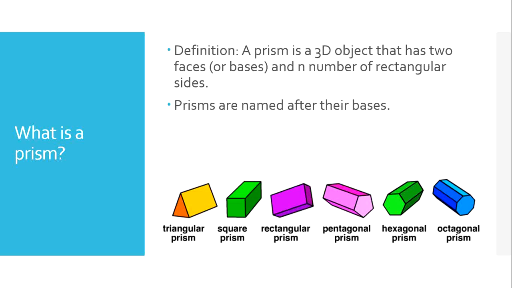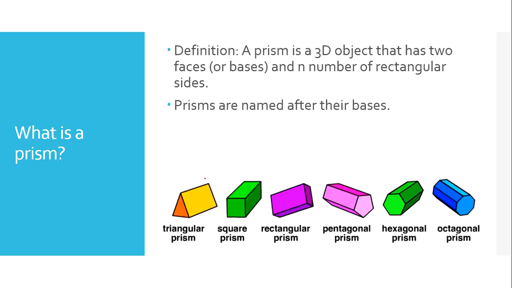So the first thing we have to talk about before we can talk about surface area is what is a prism. Hopefully all of you should have known this from previous math classes, but if you have not, that's why we're talking about it. The definition of a prism is that it's a 3D object that has two faces, or what is known as bases, and n number of rectangular sides. Prisms are named after their bases. So if we look at the picture below, we have a triangular prism.